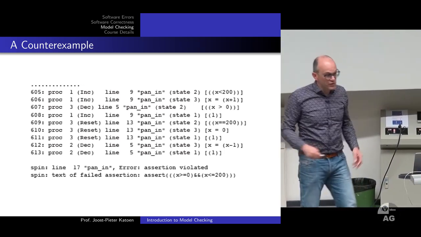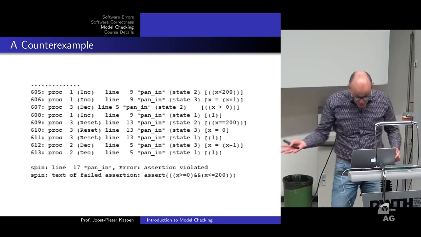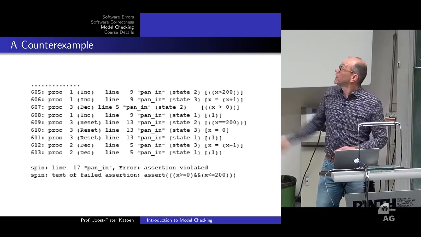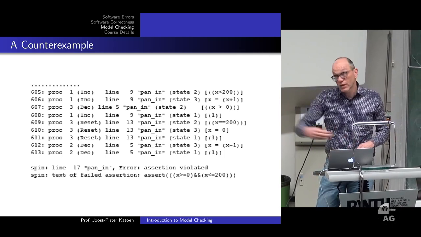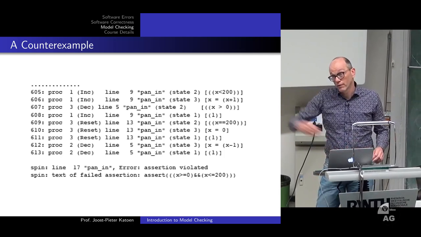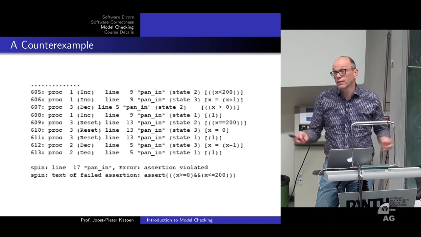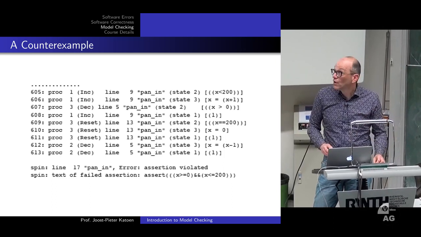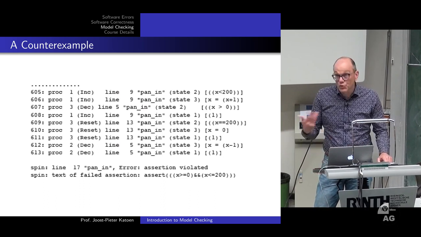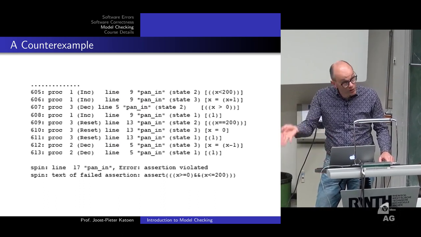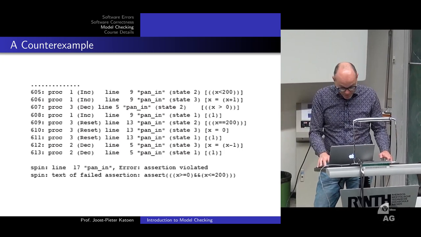Now Spin also has the possibility to find the shortest counterexample, maybe one that does not need 600 steps but gives you a shorter one. So what you see here is that you get diagnostic information on why the system does not satisfy the property. And we are going to see what the machinery underneath is to get these kinds of counterexamples.